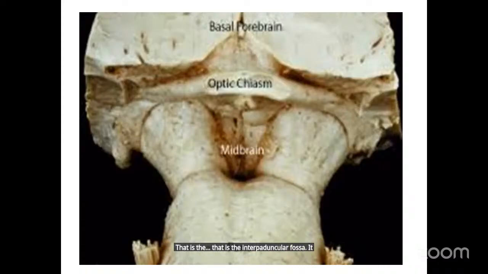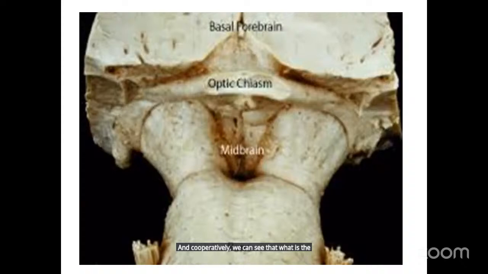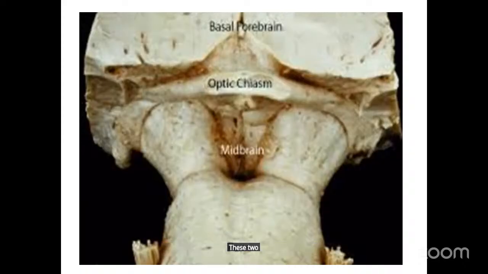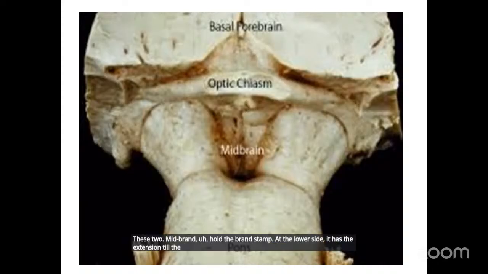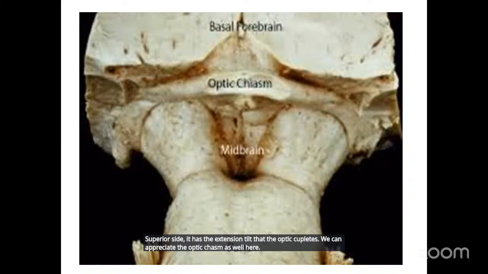It has some important structures, and intraoperatively we can see the landmarks of this. Superiorly, on the above side, this is the tuber cinereum, and on the lower side, these are the mammillary bodies. These two. The midbrain is part of the brain stem. On the lower side, it extends to the spinal cord, and on the superior side, it extends to the optic apparatus. We can appreciate the optic chiasm as well here. Till the optic chiasm, it is the area of the brain stem, and especially the midbrain.